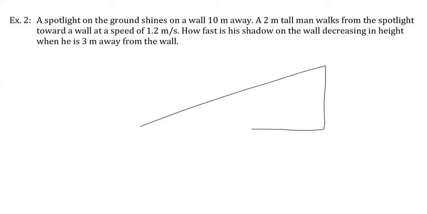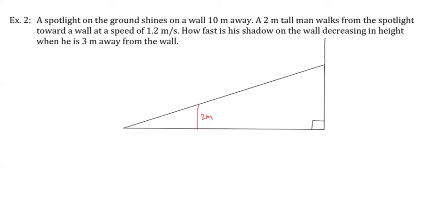So the person is 2 meters tall. The spotlight is 10 meters away from the wall. All right. What's different about this one, though?